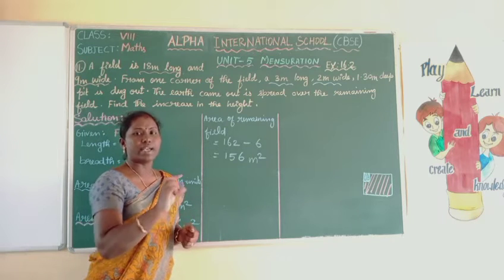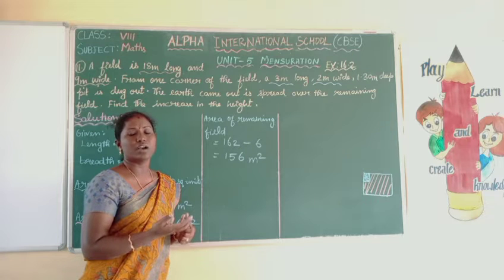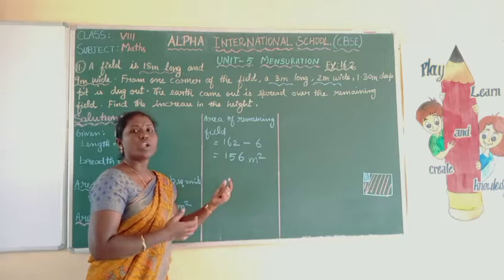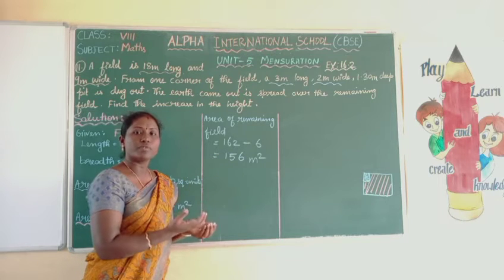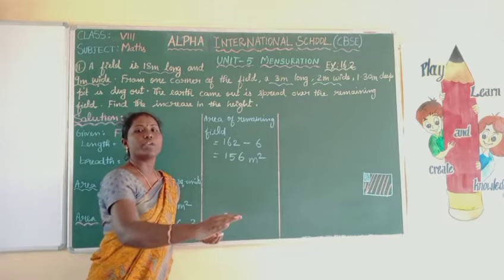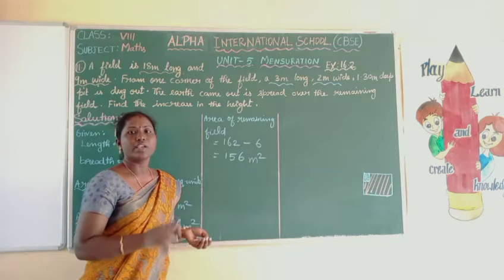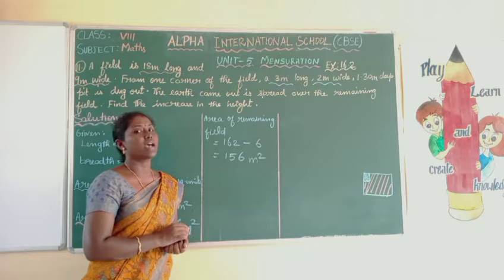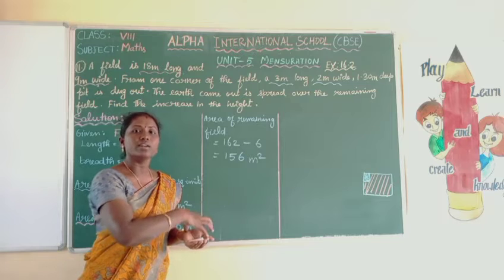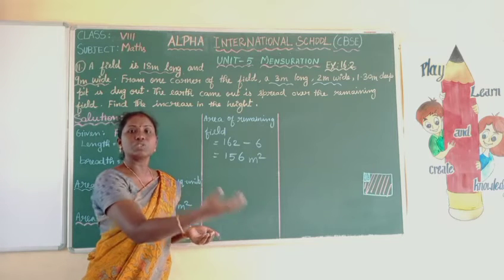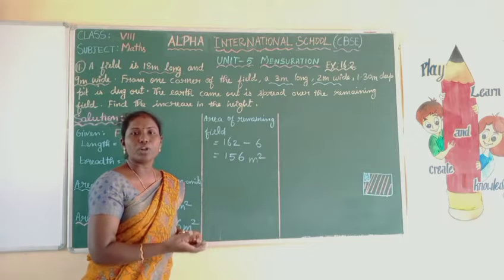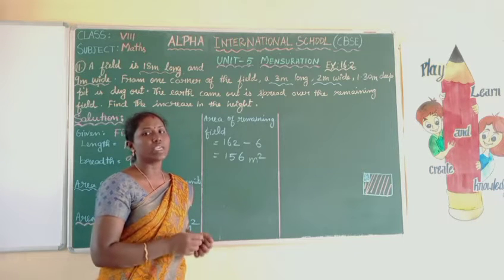Now, how to find the height of the earth increased? Whatever volume of earth we are taking out, the same volume only we are going to spread out in the field. Using this concept we are going to find the height increased. So here what we have to compare is that the volume of earth dug out is equal to the volume of earth spread out. That only we are going to equate here.